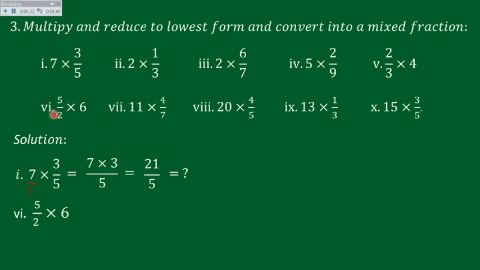See beta, here we have to do the same thing. Multiply numerator with numerator. What is the numerator here? 5, and the other numerator is 6. So 5 6s are 30 upon 2. When we multiply 5 with 6, what will we get here? 30 upon 2. Now your job is to reduce it to the lowest form. Okay, I will do this. When you divide 30 by 2, what will you get here?